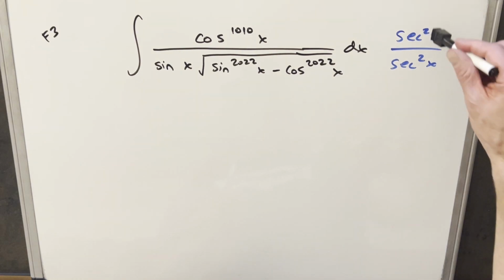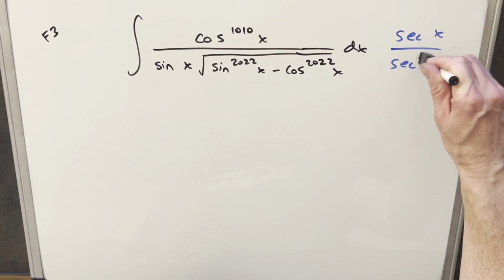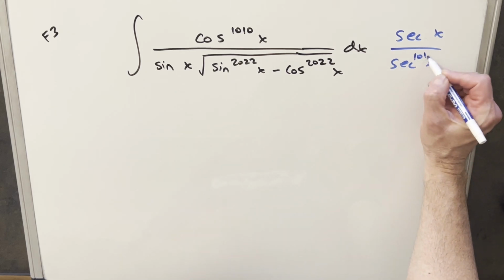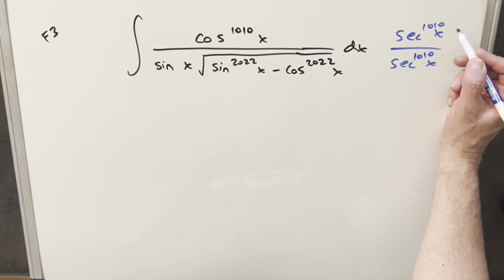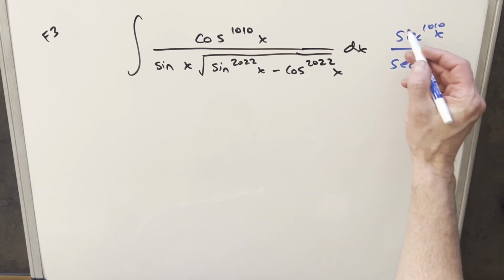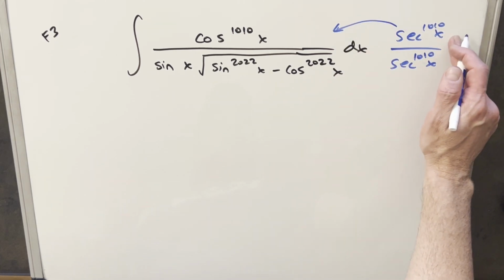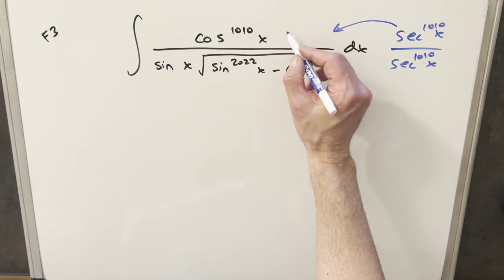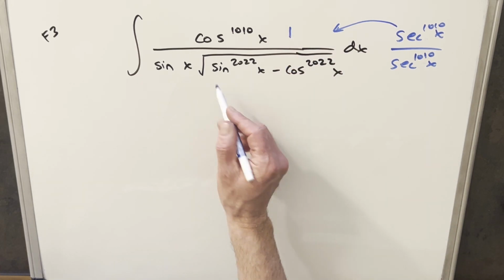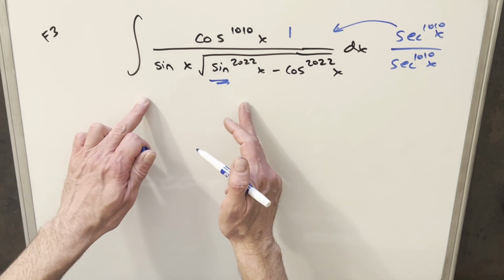But what I thought to do first when I was working on this on paper was, instead of multiplying by secant squared x, what if I multiplied by secant to the 1010x? Well, when you do that, secant's 1 over cosine. You multiply this in, the secant to the 1010 cancels with this cosine of the 1010. We end up with 1 in the numerator. When I multiplied this into the denominator, I ended up getting a tangent here, but it was pretty messy.